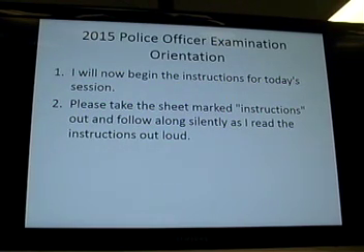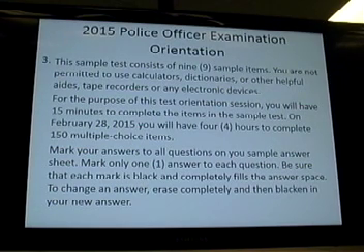I will now begin the instructions for today's session. Please take the sheet marked instructions out and follow along silently as I read the instructions out loud. This sample test consists of 9 sample items. You are not permitted to use calculators, dictionaries, or other helpful aids, tape recorders, or any electronic devices. For the purpose of this test orientation session, you will have 15 minutes to complete the items in the sample test. On February 28, 2015, you will have 4 hours to complete 150 multiple choice items.